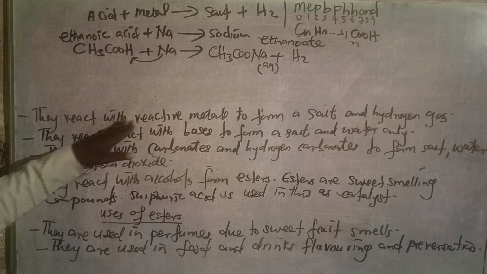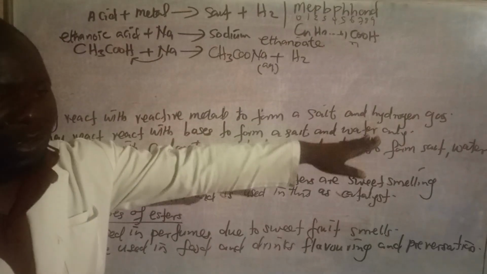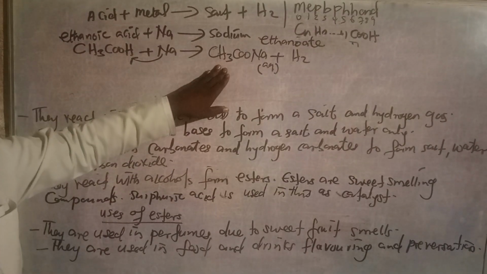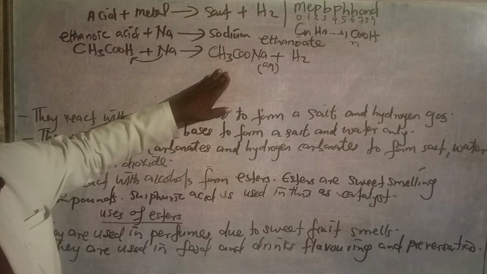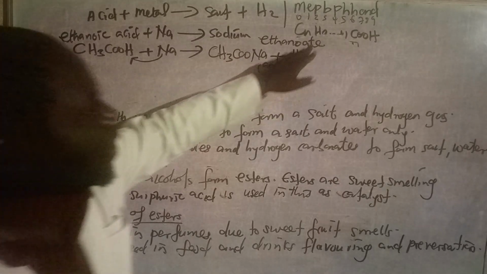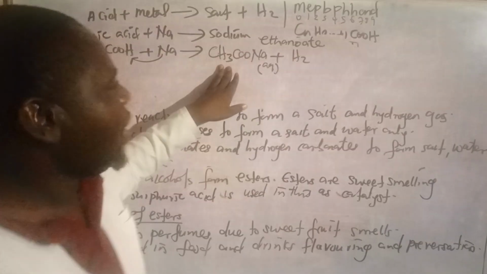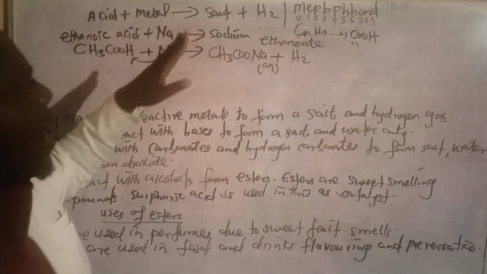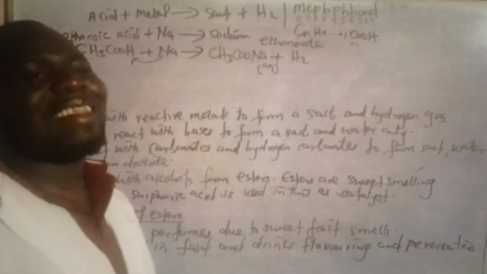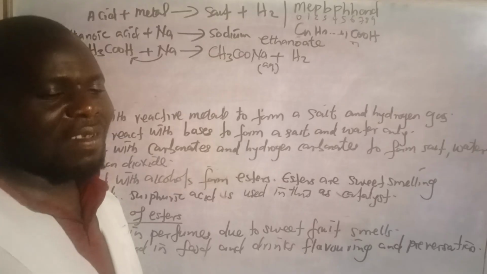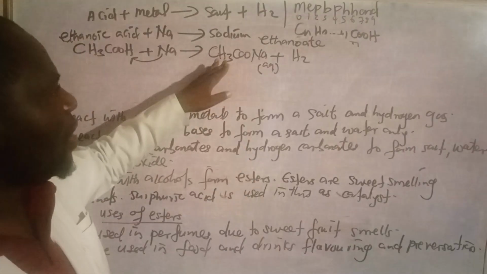In short, acids react with reactive metals to form a salt and hydrogen gas. What we have here is sodium ethanoate. It can even react with propanoic acid, so it will be sodium propanoate, even with aluminium, so it will be aluminium propanoate. We can use any element provided it is reactive. Even potassium would give potassium propanoate.